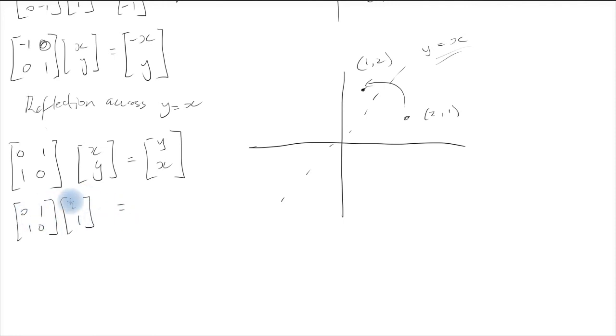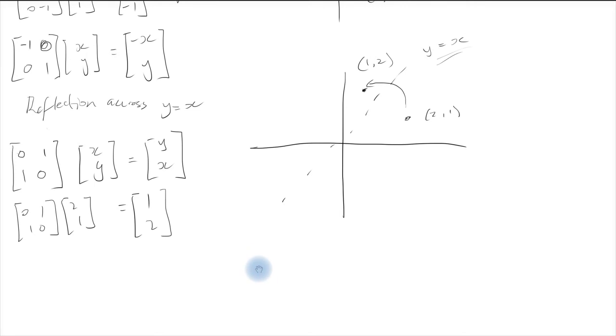So 0 times 2 is 0, 1 times 1 is 1, 1 times 2 is 2, plus 0 times 1 is 0, so we've got 1, 2. These values have swapped. So there's an example of a reflection across the y equals x line. Okay, so there are our main reflections. Let's look now at a dilation.